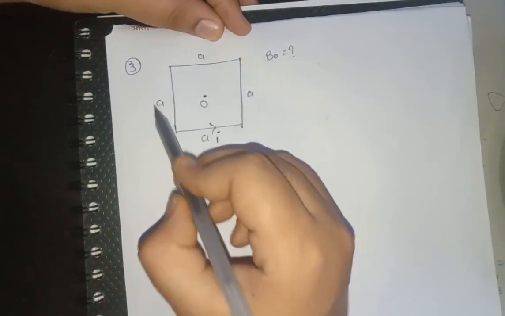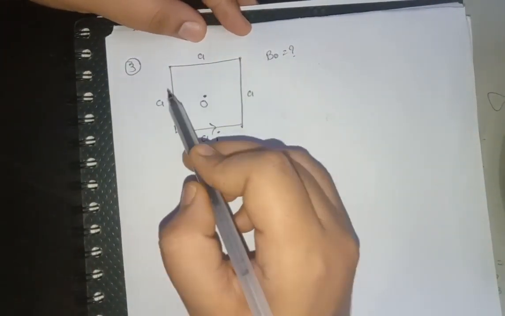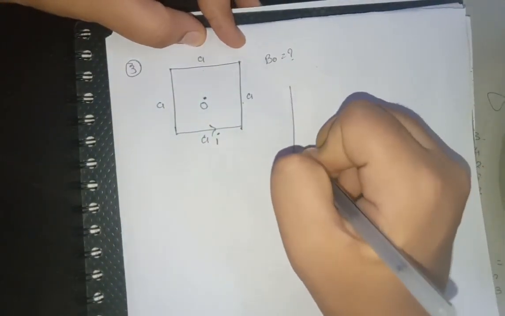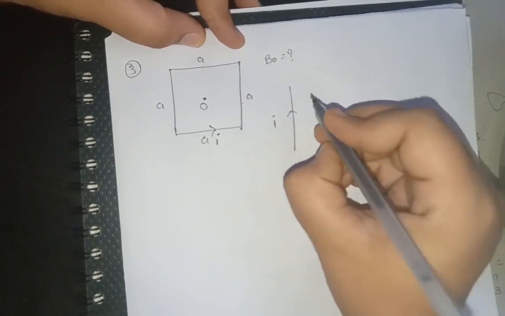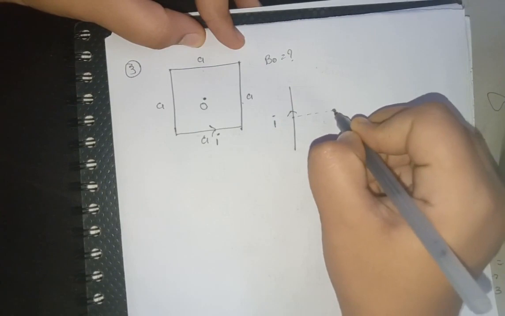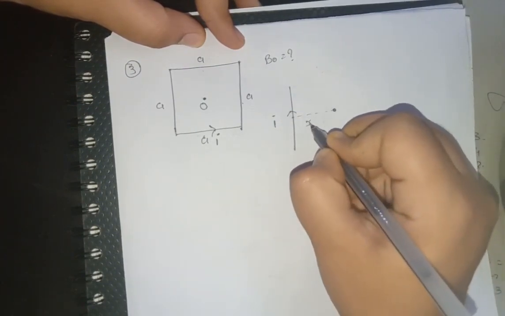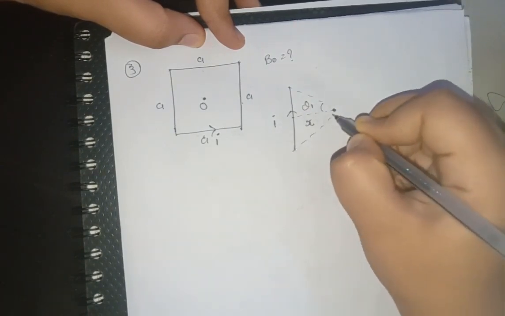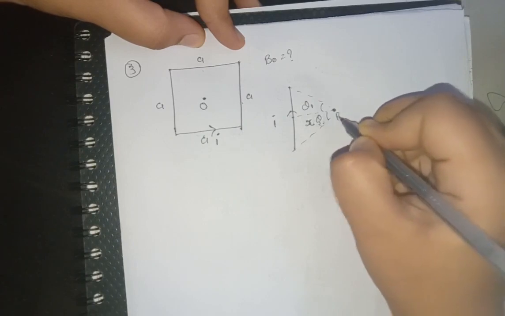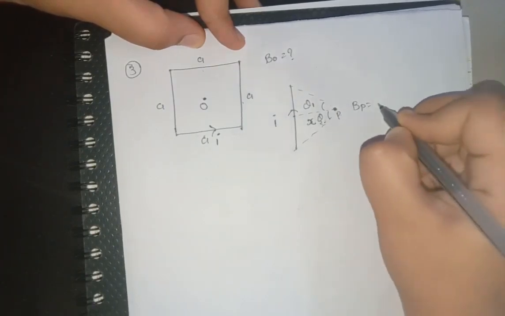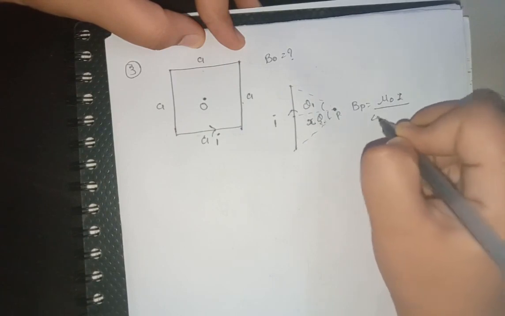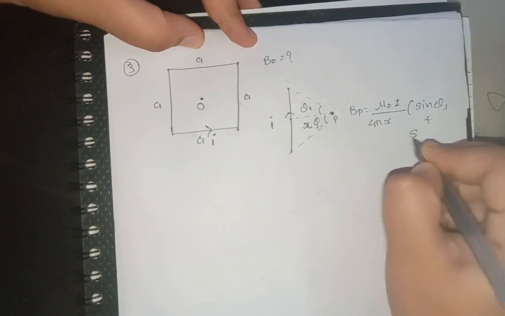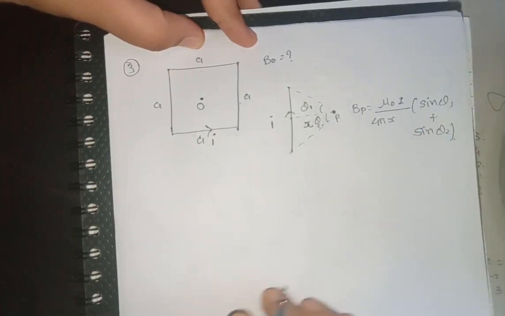Here, for this square, we can consider it as a combination of 4 finite length wires. For a finite length wire, if current I is flowing through it, and we want to find the magnetic field at a particular distance x, given this angle is theta 1 and this angle is theta 2, then the magnetic field at this point P is given by mu naught I upon 4 pi x into sine theta 1 plus sine theta 2.